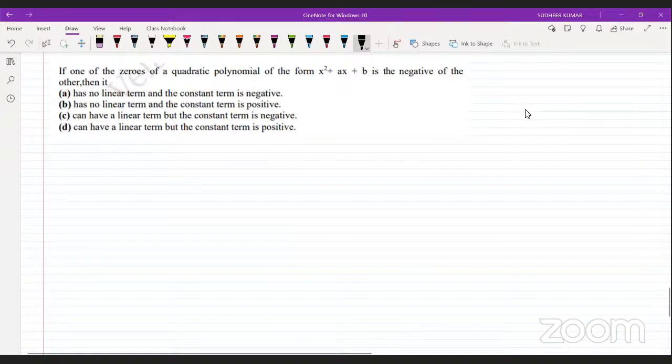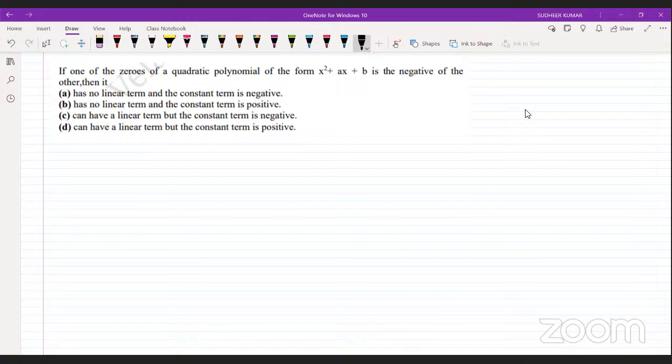If one of the zeros of a quadratic polynomial of the form x square plus ax plus b is a negative of the other, then it: A, has no linear term and the constant term is negative. B, has no linear term and the constant term is positive. C, can have a linear term but the constant term is negative. D, can have a linear term but the constant term is positive. So what do you understand about this?